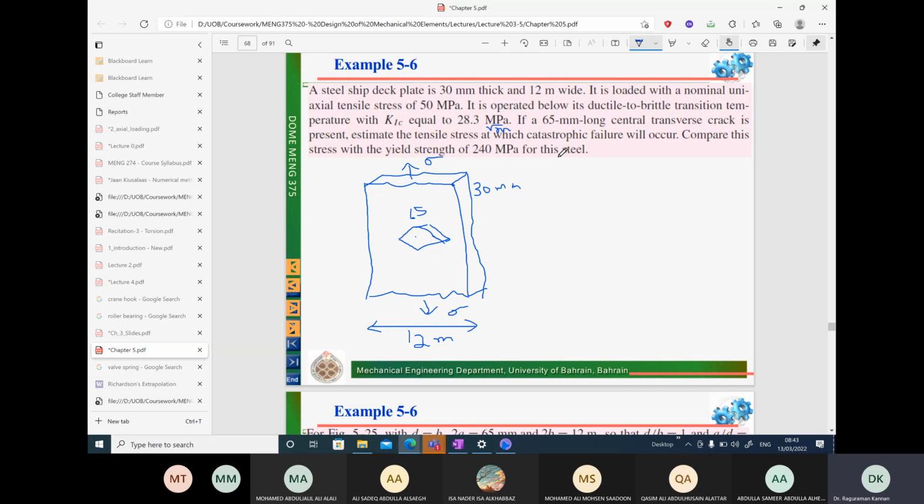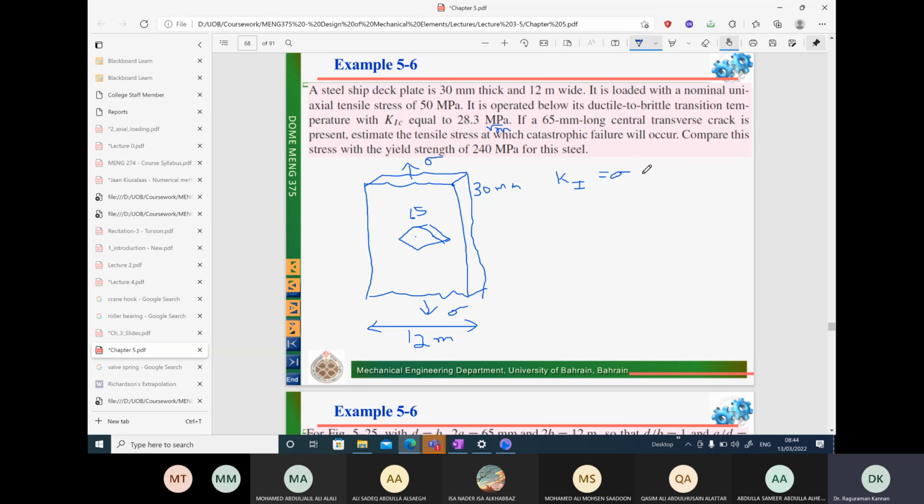Estimate the tensile stress at which catastrophic failure will occur. Compare this stress with the yield strength of 240 megapascal for this steel. Okay, so how do we proceed? As usual, the first step is going to be calculation of your stress intensity factor, or the state of the material. What is the state of the material?